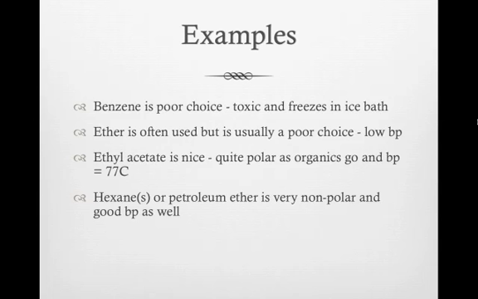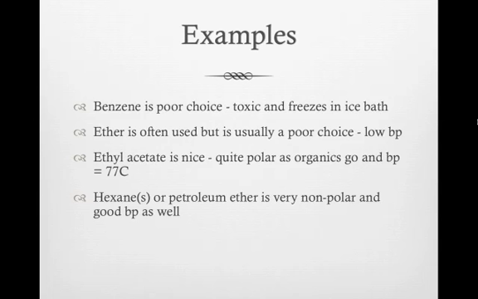Examples of this. Benzene is a poor choice for a recrystallization. It's toxic, and it also has a melting point that is above 0 degrees. So if you place a benzene solution in an ice bath, you'll get lots of crystals, but those crystals are actually frozen benzene, not your product. Likewise, ether is often used, but is usually a pretty poor choice. Its boiling point's too low. And so as a result, you can't really get a lot of solubility by heating. Also, ether's somewhat flammable as it's boiling, and so you want to try and avoid that.